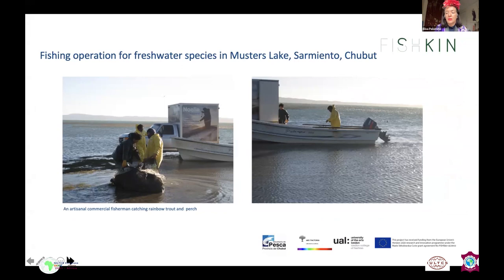the fish skins that have been used in this project. They've been collected from a freshwater fishing company in Masters Lake in Sarmiento, Chubut, in Patagonia. This is an artisanal commercial fisherman who catches rainbow trout, perch, and silverside. He goes fishing daily and has several gill nets that he collects and resets.